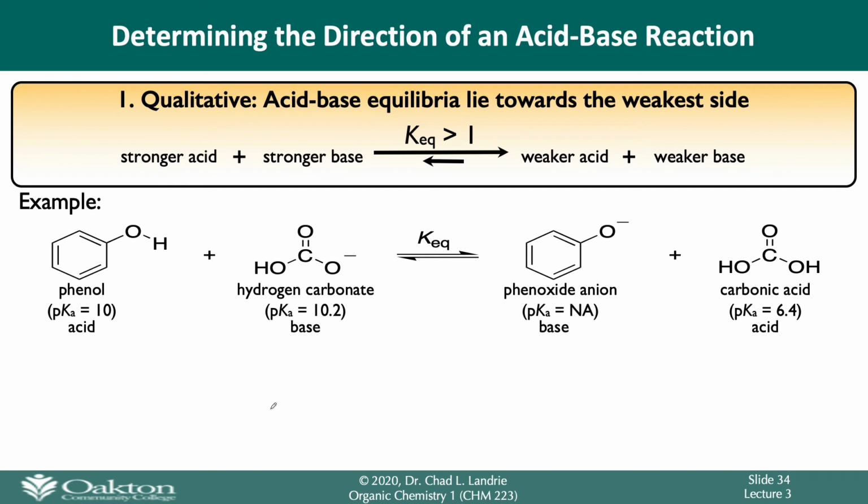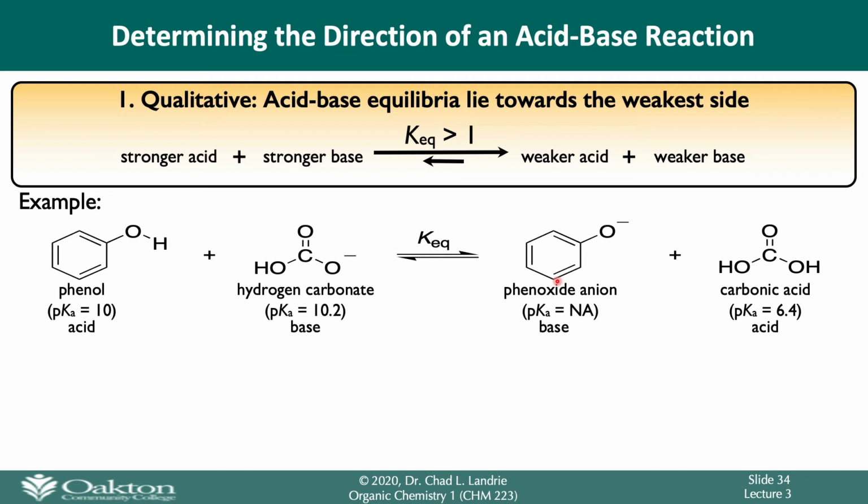A key skill that we'll want to master in this course is determining whether an acid-base reaction lies far to the right or far to the left. So here you can see we have an acid, phenol, reacting with a base, hydrogen carbonate. You might know that as bicarbonate. And we know the pKa values of all the acids in this equilibrium. So the conjugate base of phenol is the phenoxide anion. Remember that IDE means negatively charged. So there's our conjugate base of phenol.